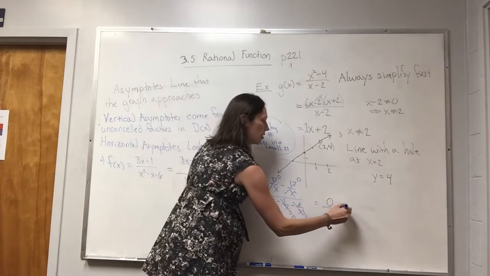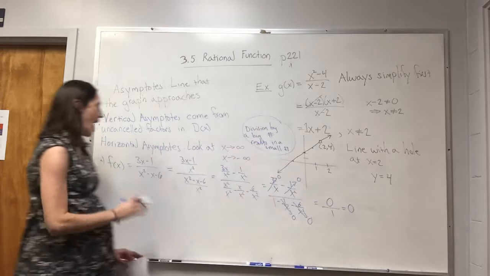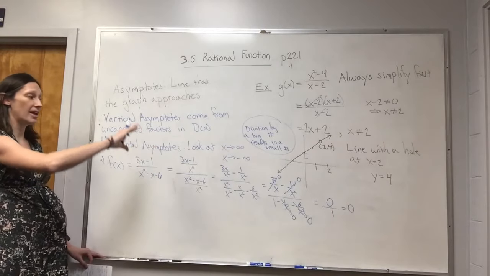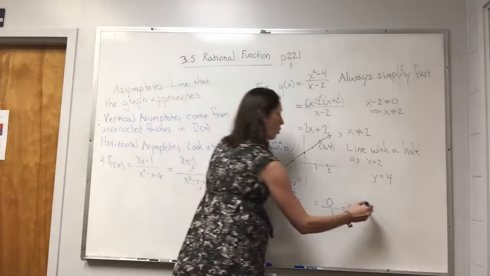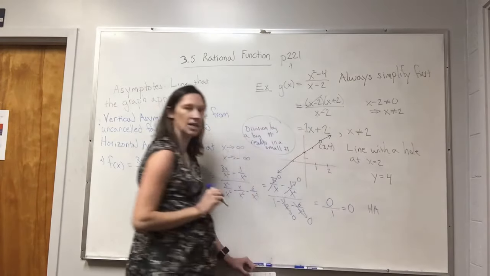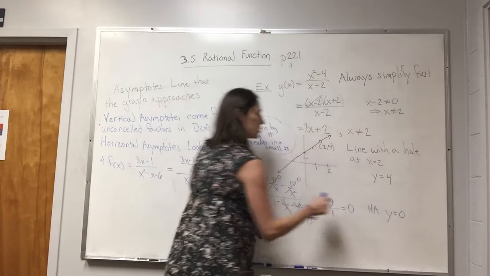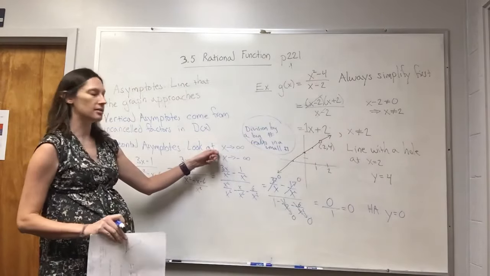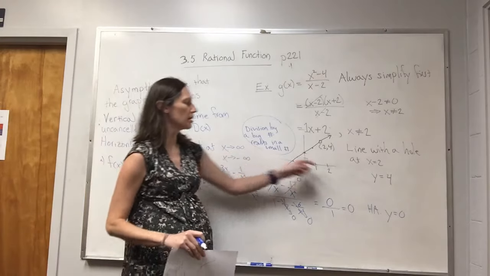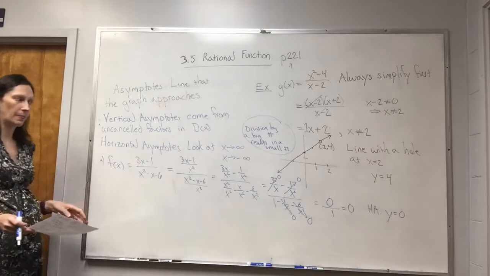0 divided by a number, it's okay to have 0 in the top, is 0. So at the end of this result, this is telling me that we have a horizontal asymptote. I'm going to abbreviate, just calling it HA for horizontal asymptote, at y equals 0. What was happening at the end? When x was really, really big, I was left with nothing at all. Horizontal asymptote at 0.